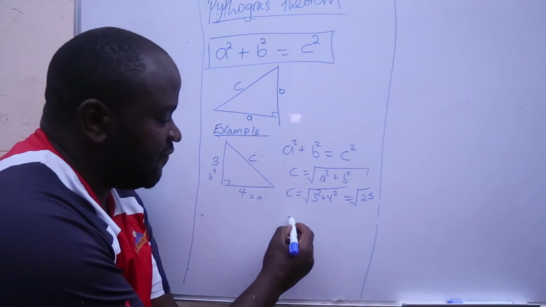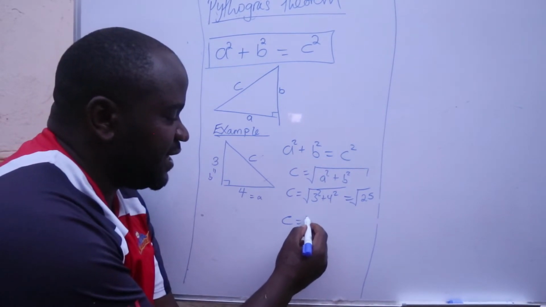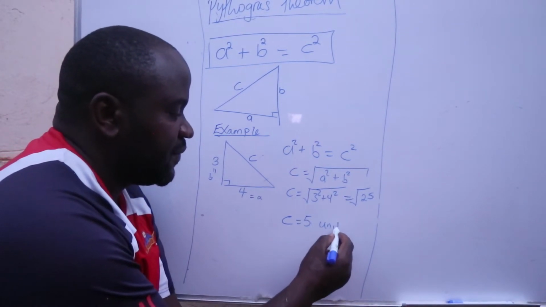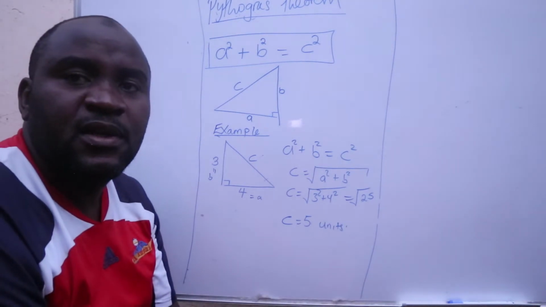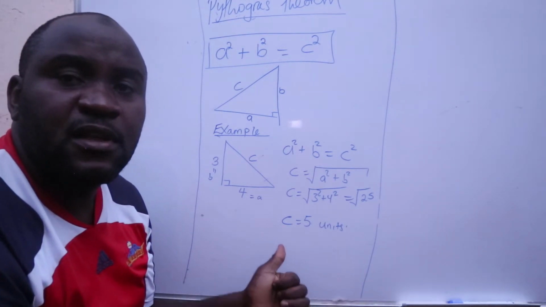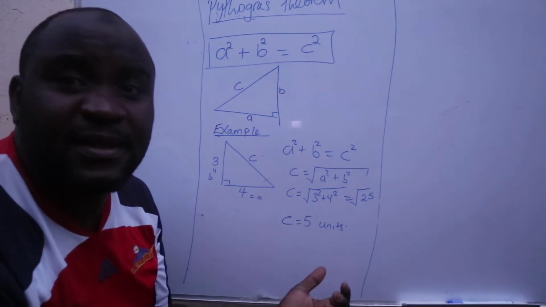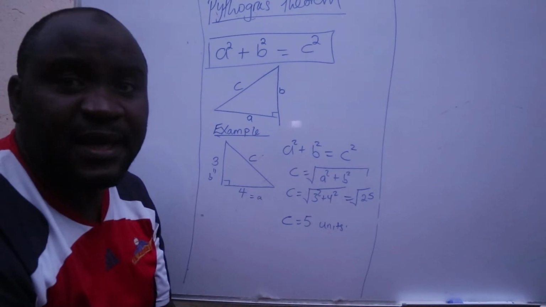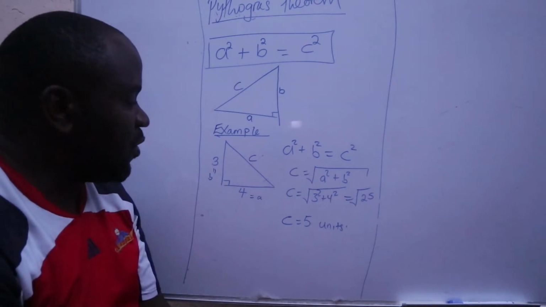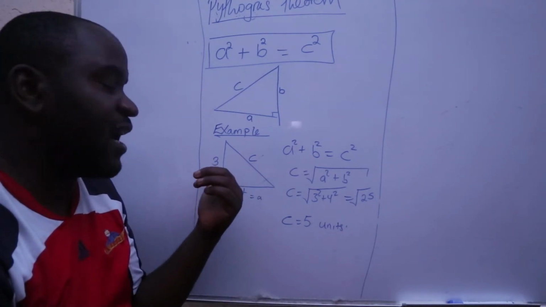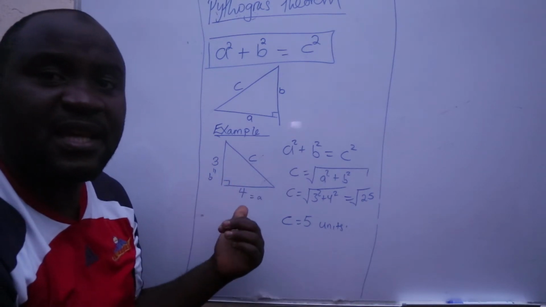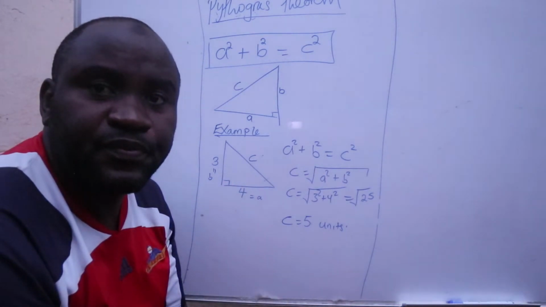With this, the value of C has been attained as 5 units. So in this concept, you can get the side of any triangle, whether the longest side or one of the shortest sides. That was example 1, which was just looking at a brief of one side having a dimension 3, the other side having a dimension of 4.